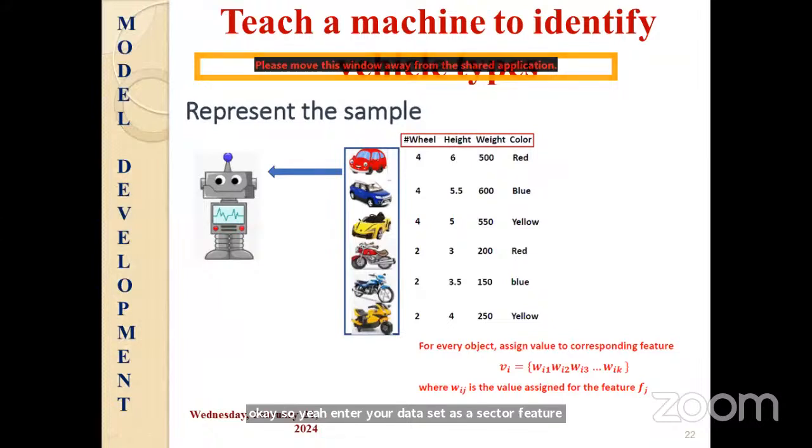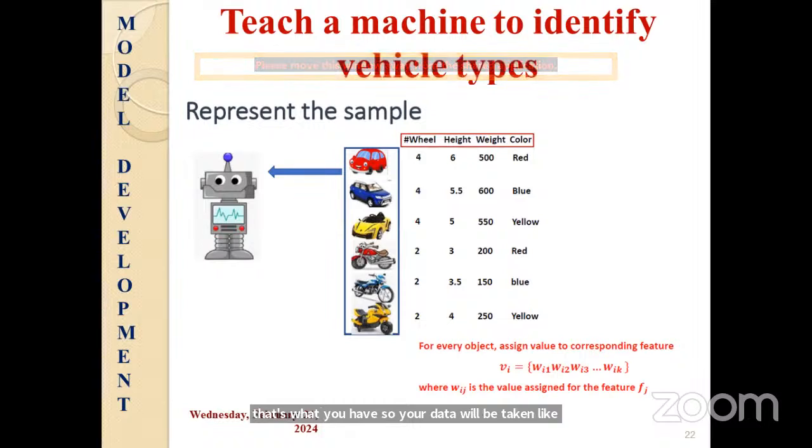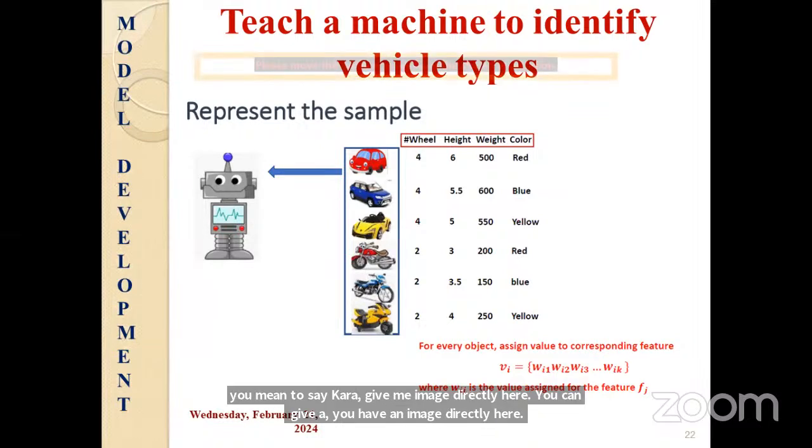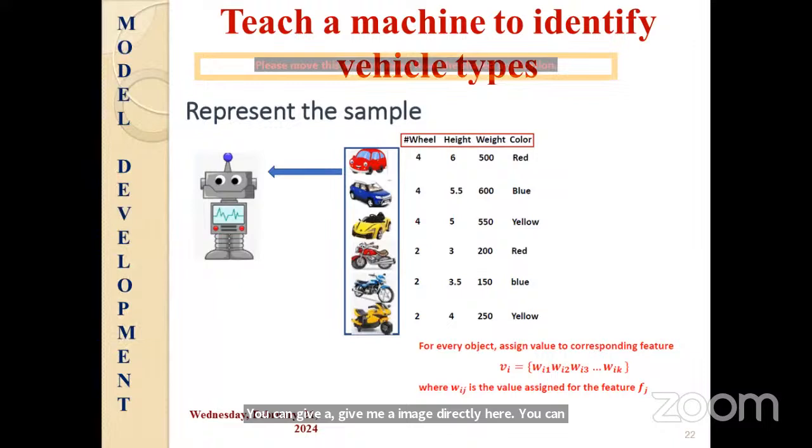So can't I give my image directly here? You can give an image here. From the image, these features have to be extracted in order to build a machine learning model. This is where deep learning differs. Let me come to that part at the last.